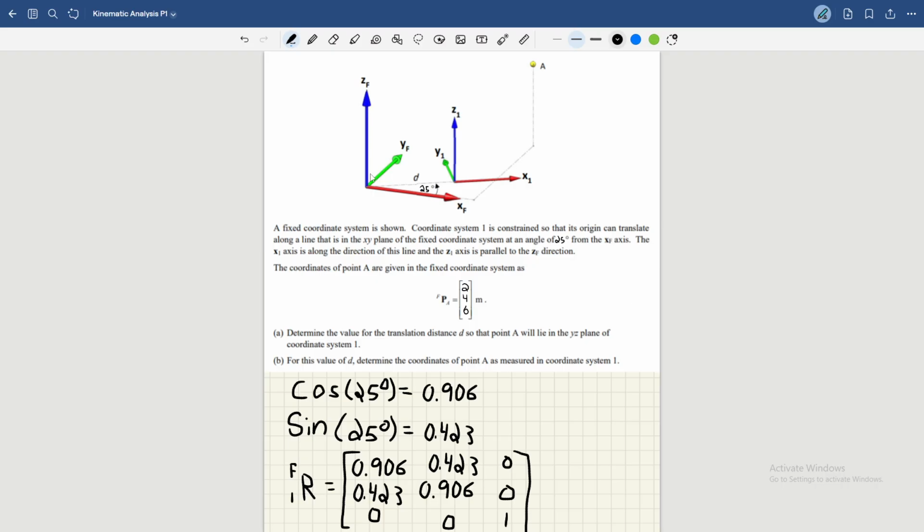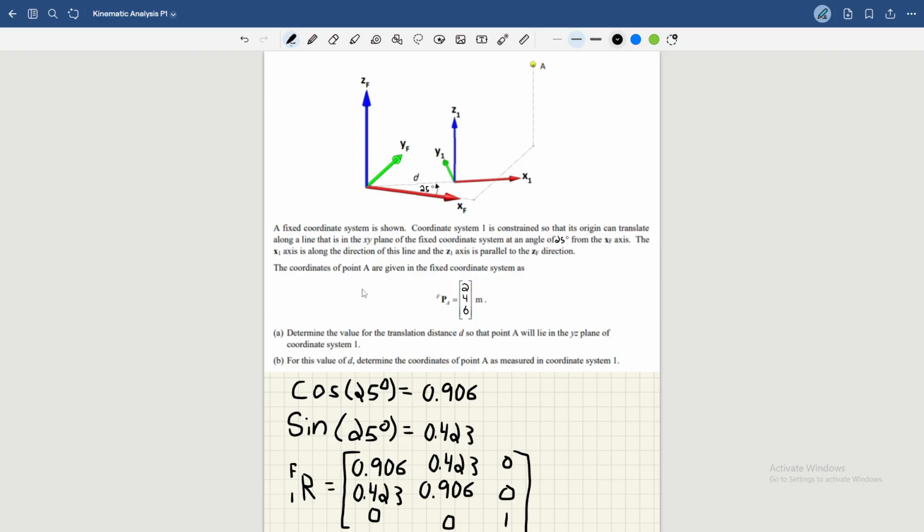So as you can see, this is the fixed system, and it's being transformed by 25 degrees here. And this is our system 1. The x1 axis is along the direction of this line. The z1 axis is parallel to the zf direction. What we do know is that the axes that change are the y and the x, by the 25 degrees, and the distance of the origin is d. On the other hand, the z axes are both parallel, so the direction will be exactly the same.